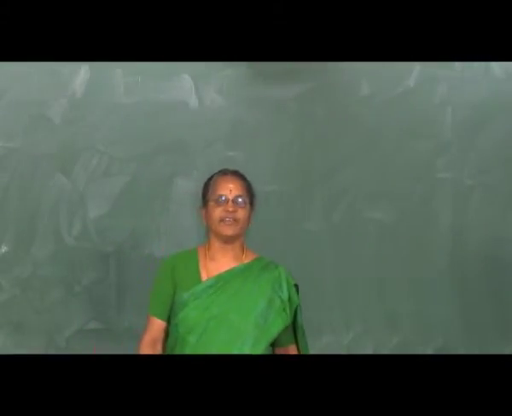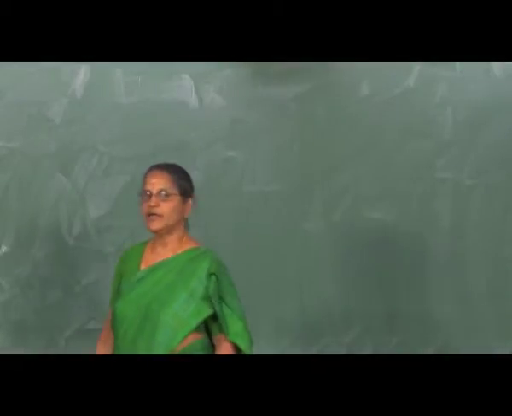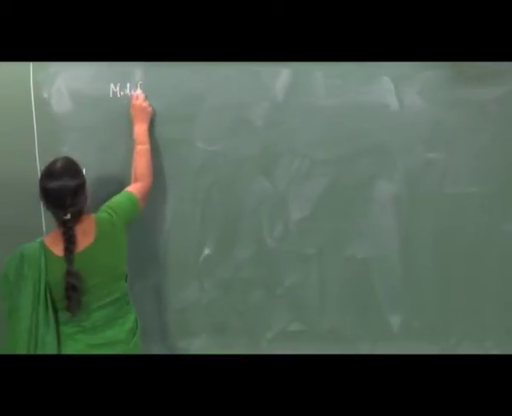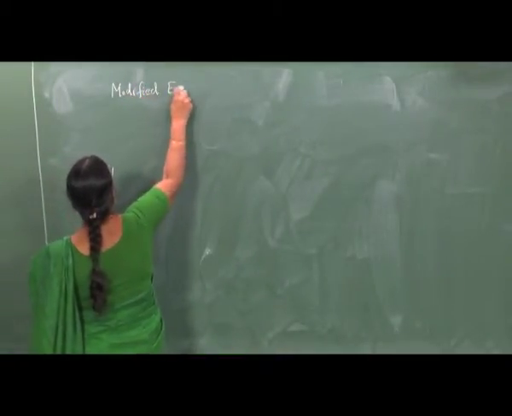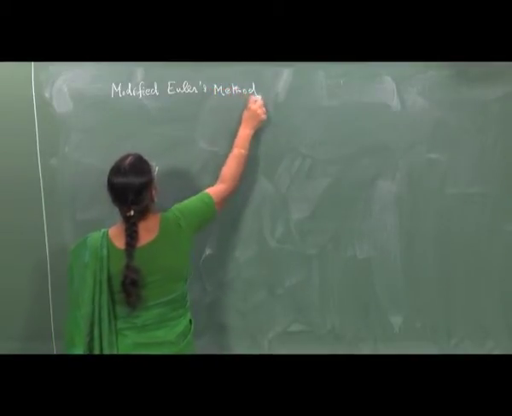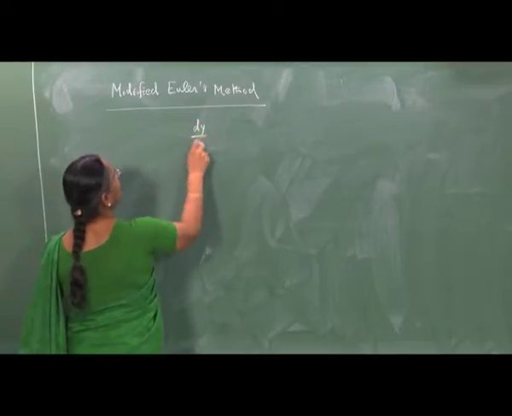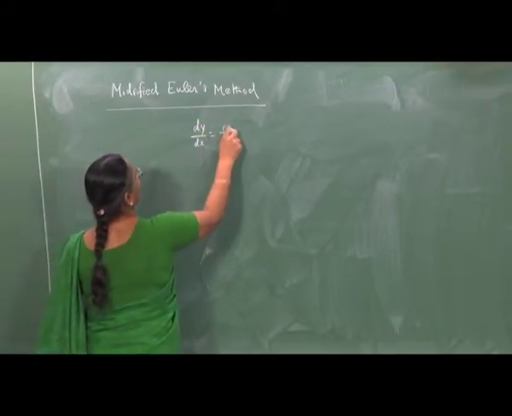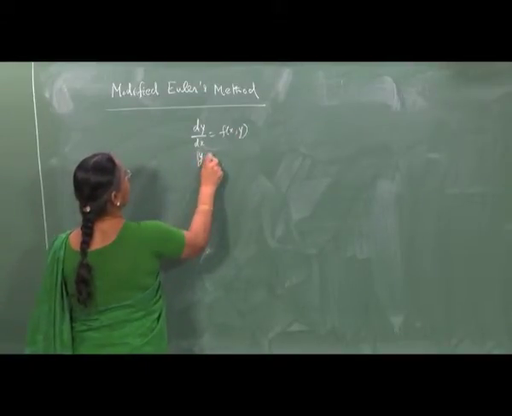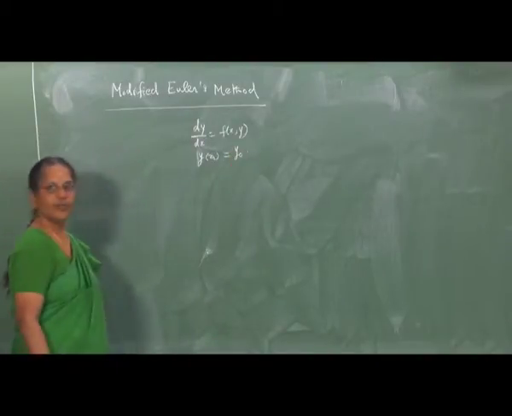We now derive modified Euler's method. We recall first what Euler's method is. Modified Euler's method solves an initial value problem of the form dy by dx is equal to f of x comma y, and the initial condition is y of x naught is equal to y naught.